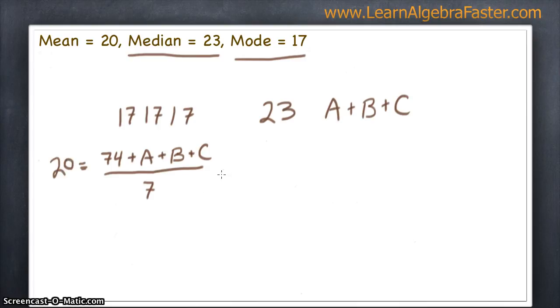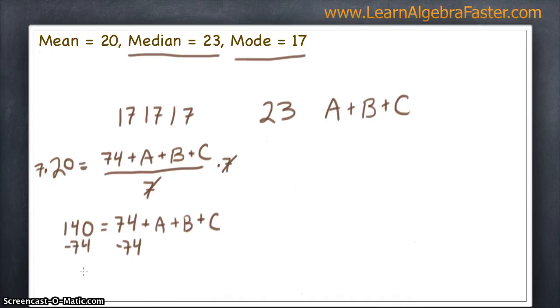Okay, let's go ahead and solve this and isolate the A, B, and C, and then we'll work further. We'll do inverse operations by multiplying by 7. This eliminates the 7 here. 7 times 20 is 140. And we're left with 74 plus A plus B plus C. Let's do inverse operations again to get the A, B, and C by themselves. 140 minus 74 leaves us with 66.